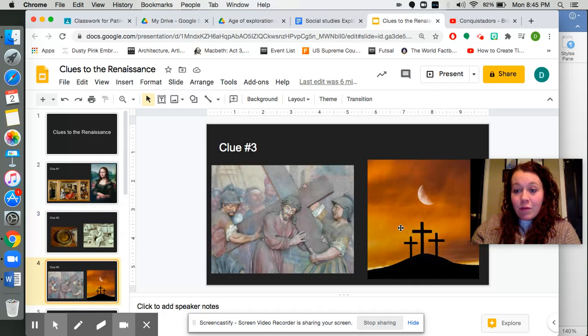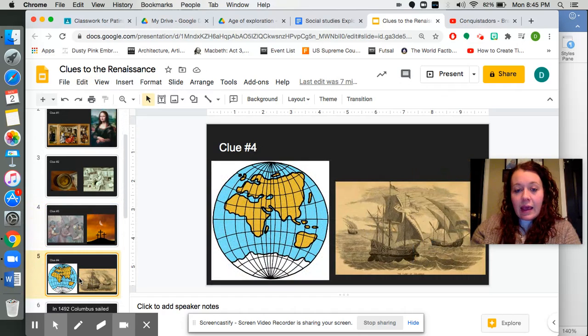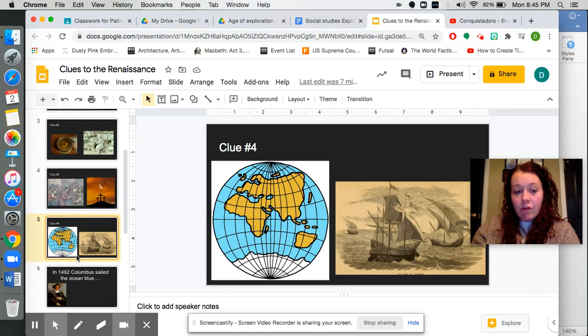People started forming new religions, so they started believing in different things. And they were able to figure out locations on Earth using latitude and longitude, and the invention of ships called caravels made it easier for them to travel.